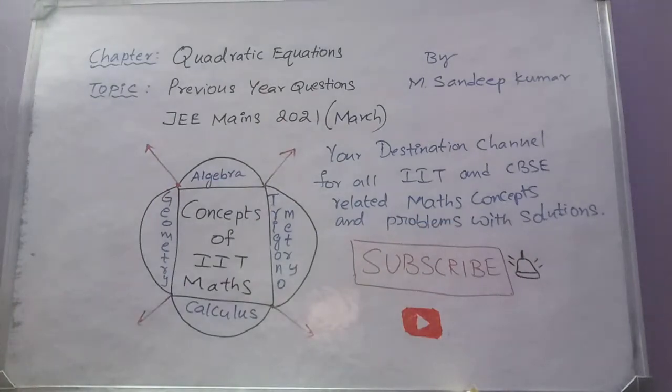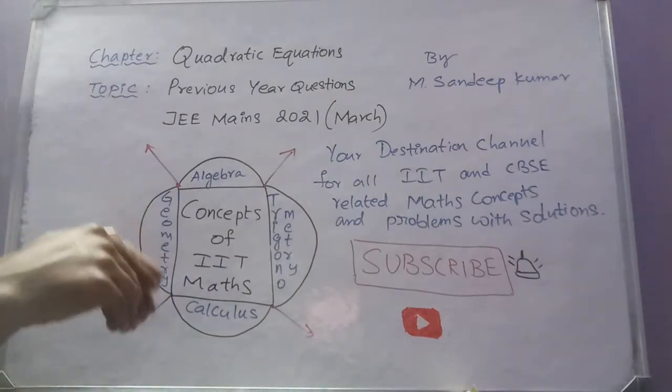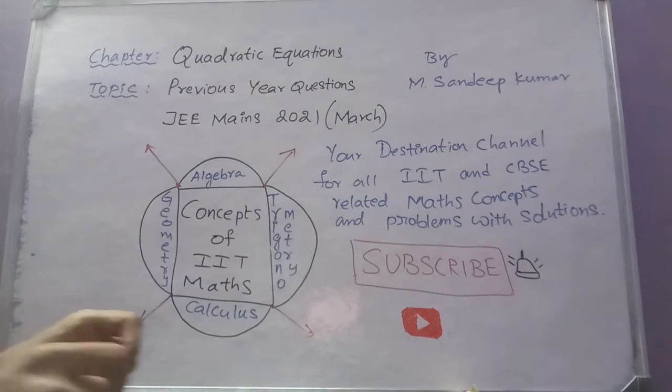March shift. So on 16th, 17th and 18th of March this year, they have conducted the JEE Mains exam. Total 6 different shifts were there. That means 6 different papers. In each paper you can find at least one question based on quadratic equations, right? So we have collected those questions and we are going to discuss those questions in today's class, in today's video.